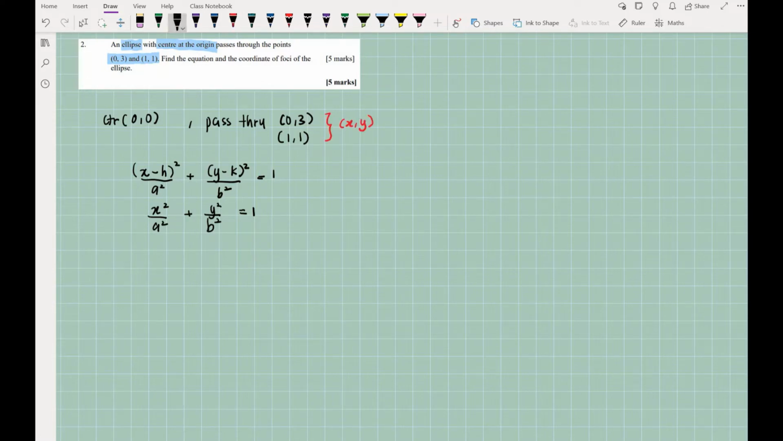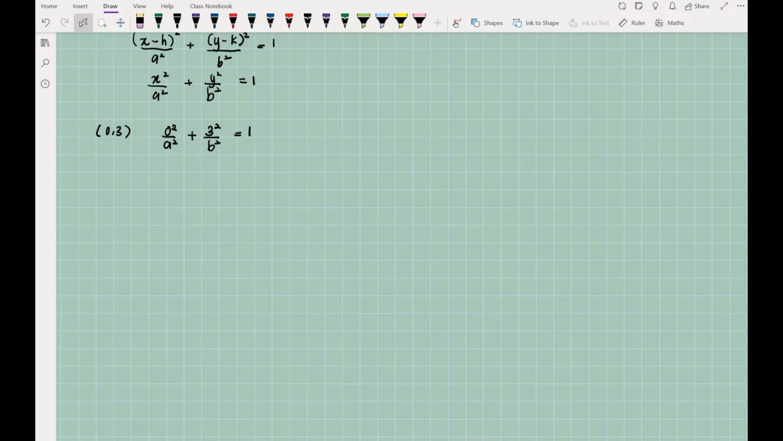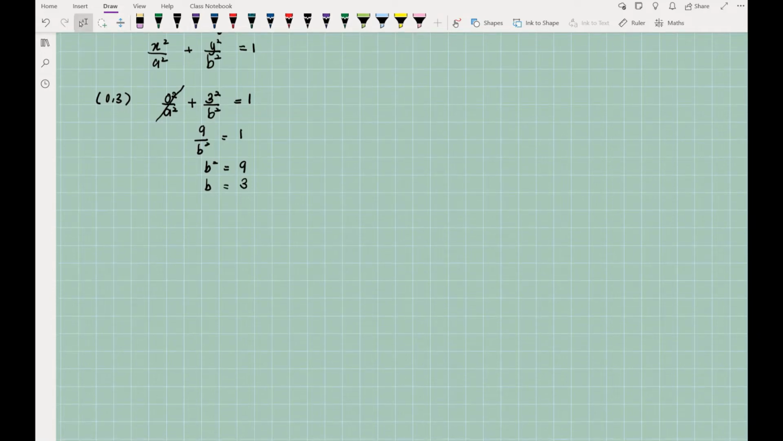So now substituting my x and y menggunakan these 2 points. Okay, yang mana I'm going to now have at point 0, 3 this equation, yang mana we know that 0 square divided by a square will become 0. So that one will disappear and I will be left with 9 over b square is equal to 1. So b square is equal to 9. Hence, b is equal to 3. Okay, dah dapat macam ni. Now, let's move on to the next one. I have the point 1, 1.